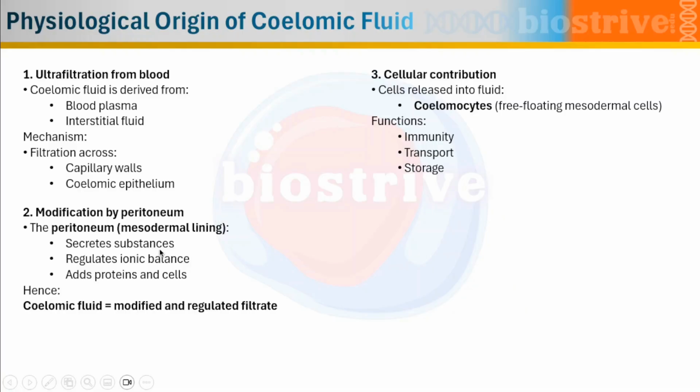There is secretion of specific substances, some ions and some proteins, and even specific cells. After the addition of all these substances, we call this fluid coelomic fluid, because this is now a modified and well regulated filtrate, and this filtrate came from blood plasma as well as interstitial fluid.